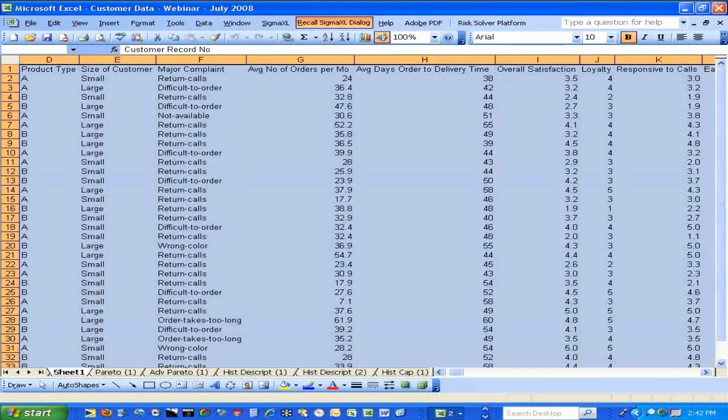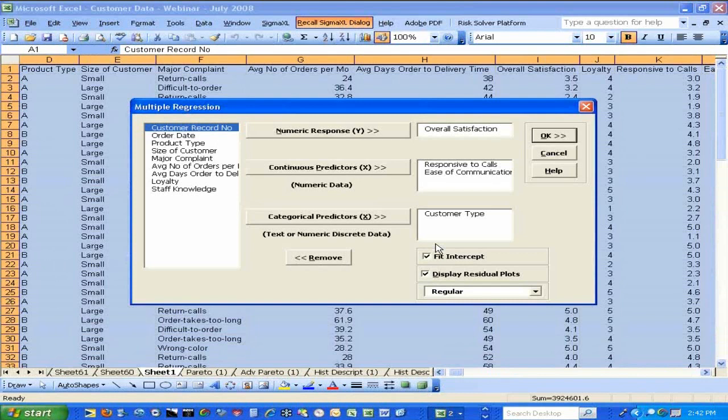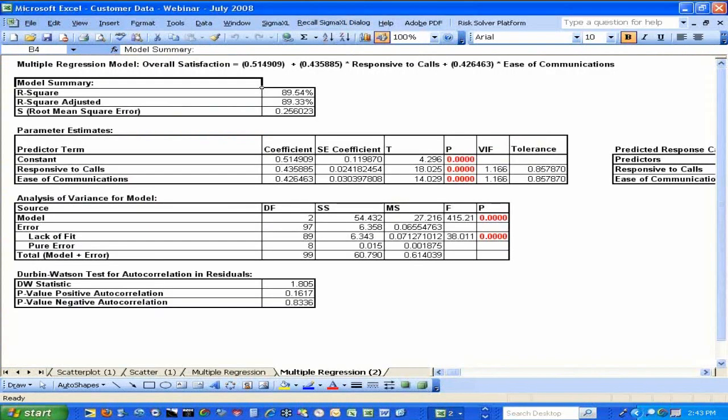I'm going to recall the SigmaXL dialog. I'm going to rerun this analysis, and now all that remains are responsive to calls and ease of communications. Notice the R-square value is now 90%. So 90% of the variation in satisfaction is explained by these two predictors. So this is really important.